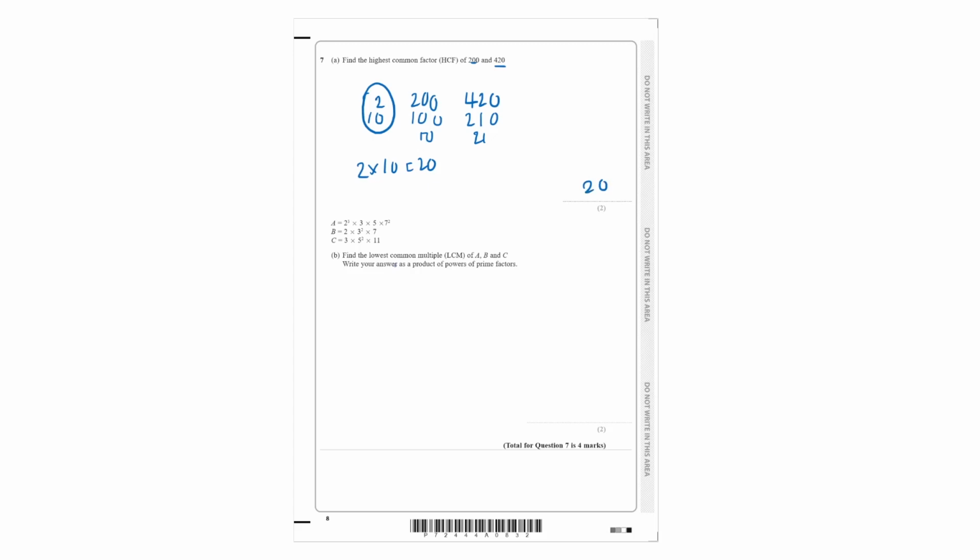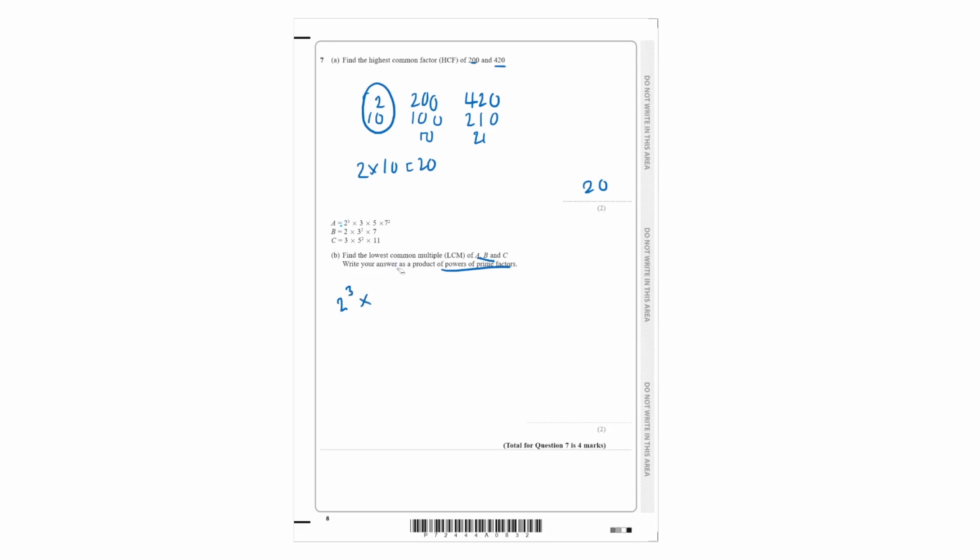Write the lowest common multiple of A, B, C, giving your answer as a product of powers of prime numbers. Now, when we're trying to find the LCM, we simply write the smallest number to the highest power. So we can see the smallest number starts at 2. Then we can see that we have 2 to the power of 1 and 2 to the power of 3. Since 3 is greater than 1, we simply write here 3.